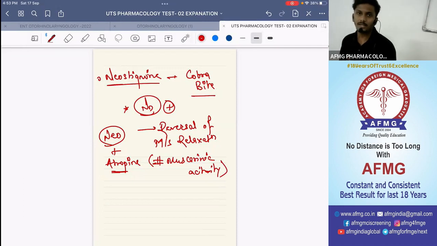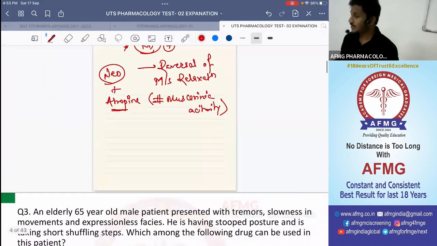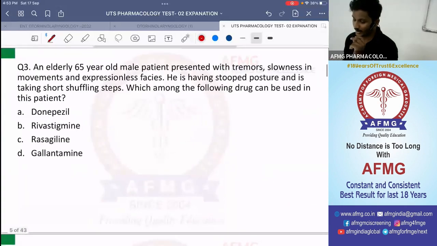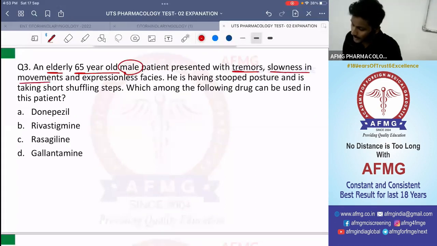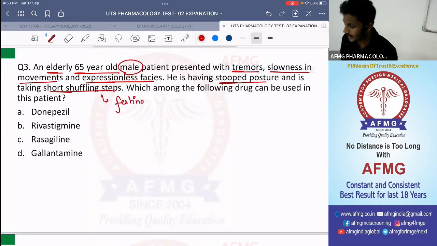No issues with this, anybody? That is the clear one. Moving further, shall I? Question number 3 now. An elderly 65-year-old male patient presented with tremors, slowness in the movements, and expressionless faces. That is a characteristic clinical feature of Parkinsonism. He has a stoop posture and is taking short shuffling steps. This short shuffling step is called as which type of gait?